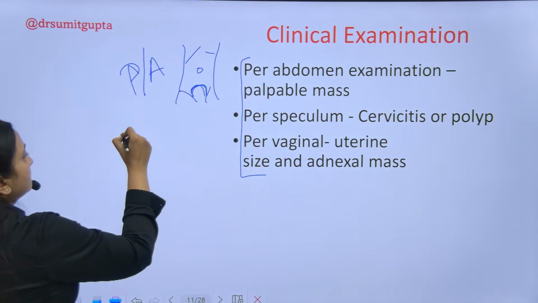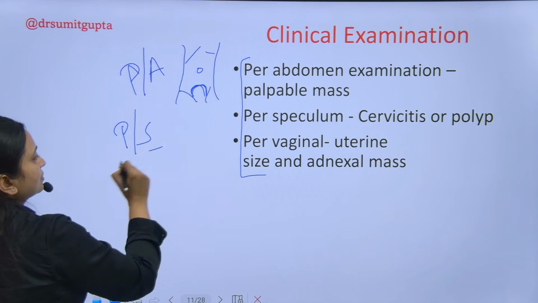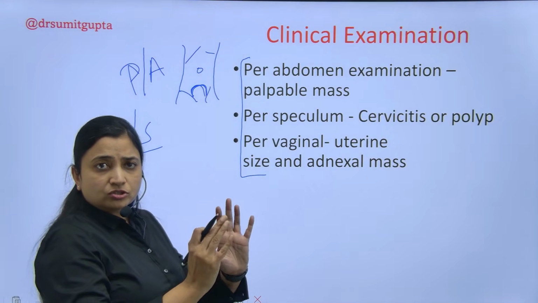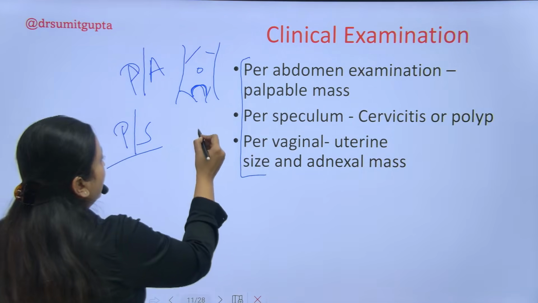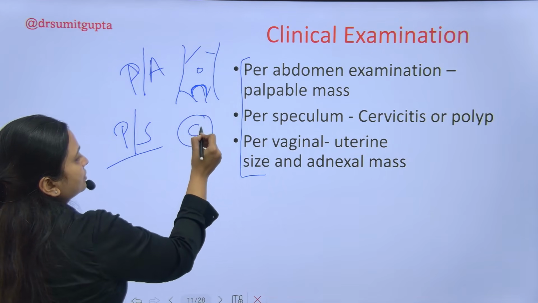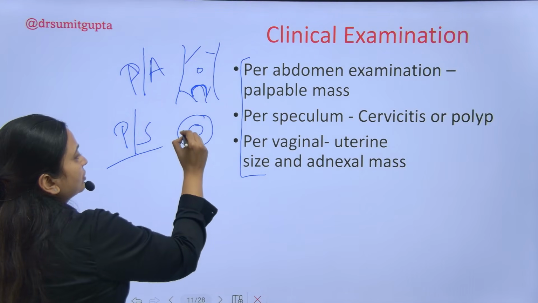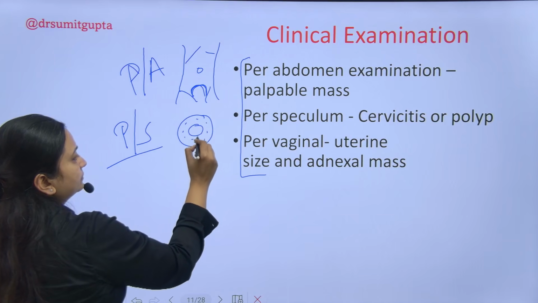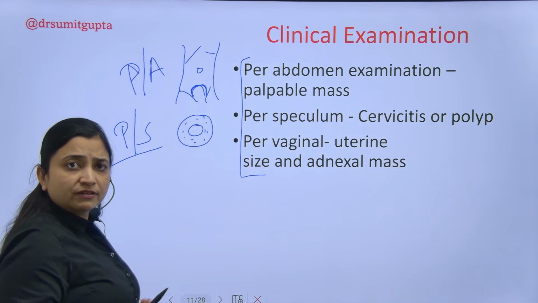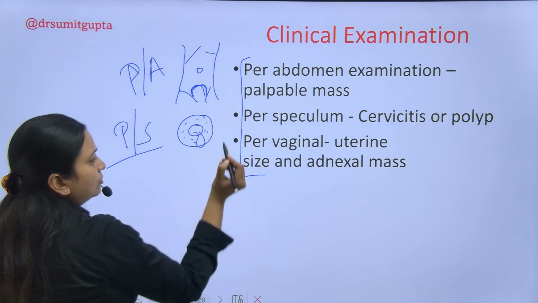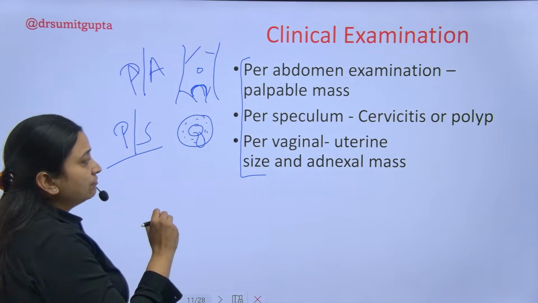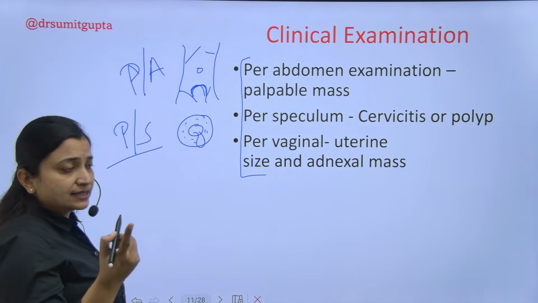Then comes the per speculum examination. Have a good light source, put a speculum, retract the anterior vaginal wall and take a good look at the cervix of the patient. Sometimes you may find cervicitis. There is infection and that's why the patient is having irregular bleeding. Or there is some polyp sort of thing coming out. Have a look, see and then decide.